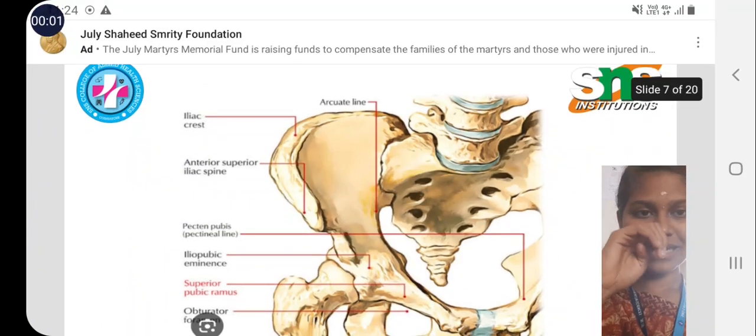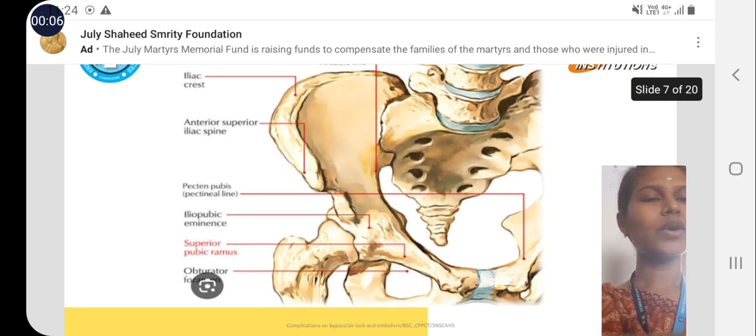The presence of pecten pubis in the iliopubic eminence. An obturator crest or obturator notch is generally present in the obturator foramen of the acetabulum.